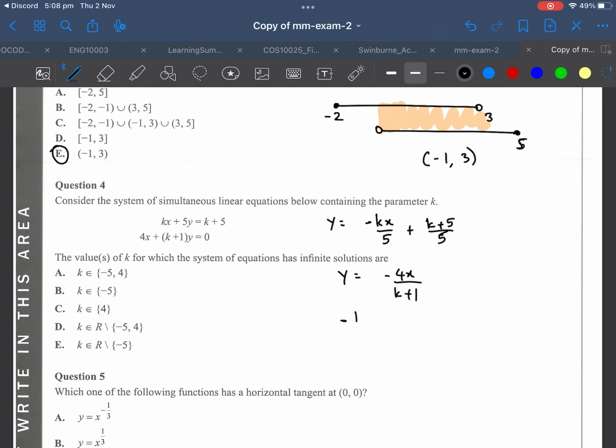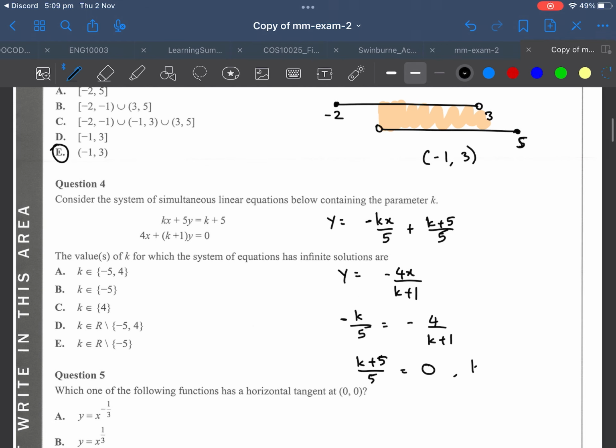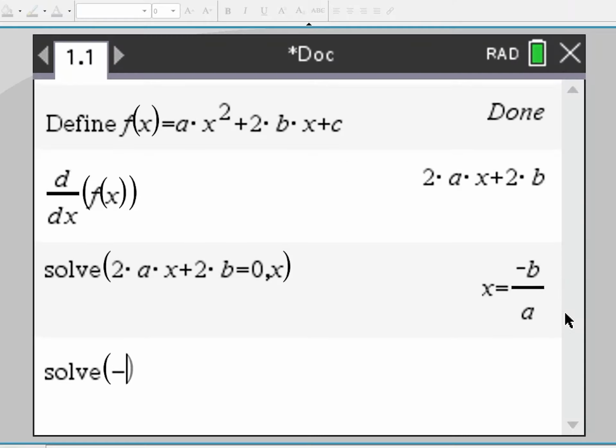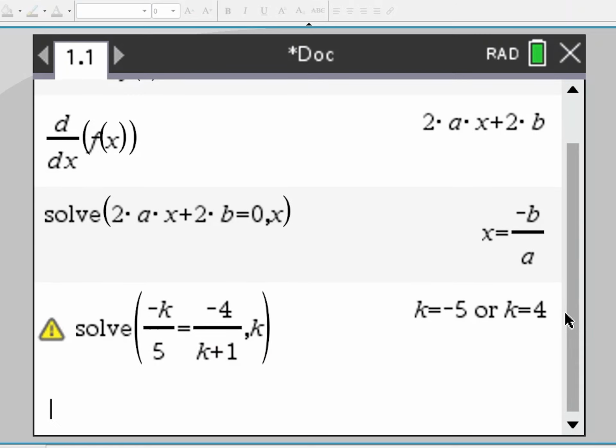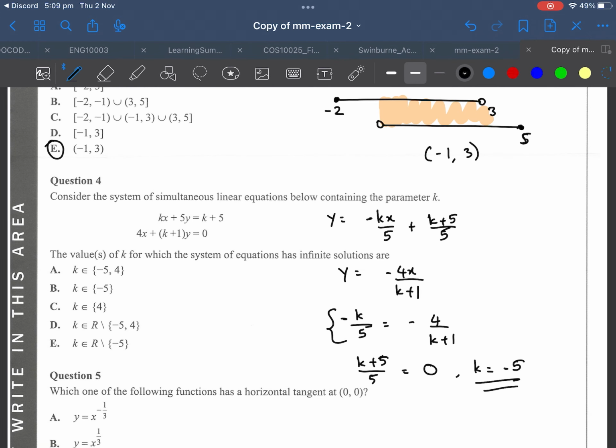So now we can say that minus k on 5 equals minus 4 on k plus 1. And the second equation would be k plus 5 on 5 equals 0. So now the common value of k between these two equations will be our answer. Now, just by looking at this, I think k equals minus 5 will be our answer. But just to check, we'll also solve this in our calculator. So solve. Okay, as you can see, our second answer gave us k equals minus 5 or k equals 4. So our answer is just going to be k equals minus 5.